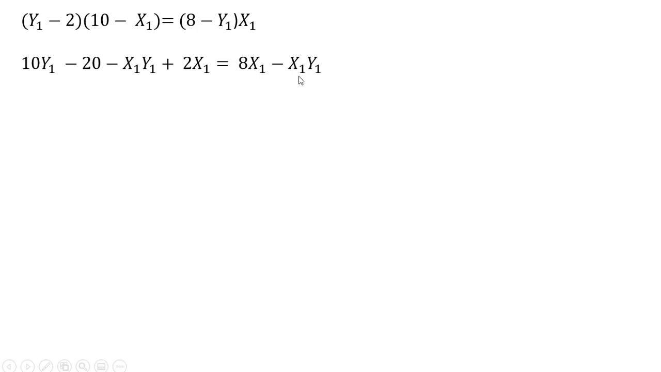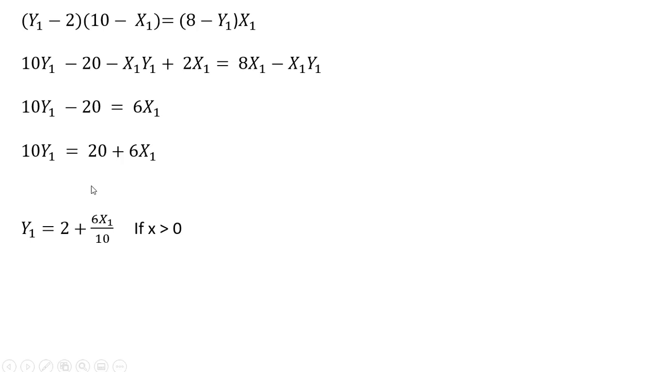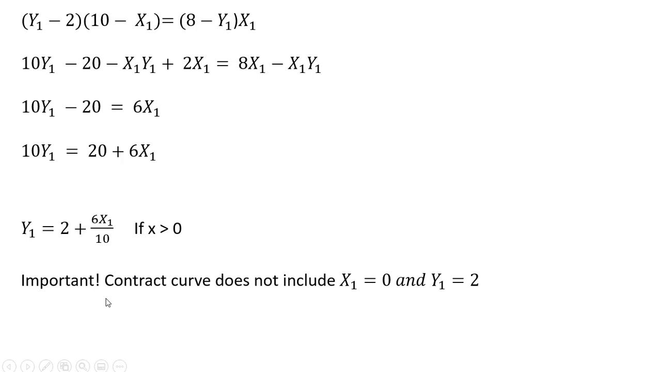This xy term and xy term cancel. This 2x, bringing that over to the right-hand side, leaves us with 6x there. Moving that minus 20 over to the right-hand side. And now dividing through by 10, we have the contract curve. And I'm going to show this is only true if x is greater than 0. So the important point here is that the contract curve does not include 0 and 2.